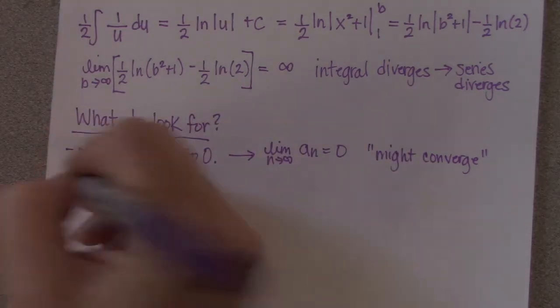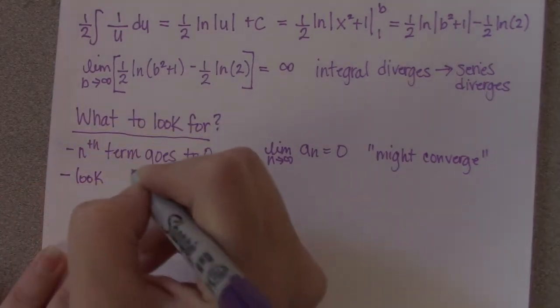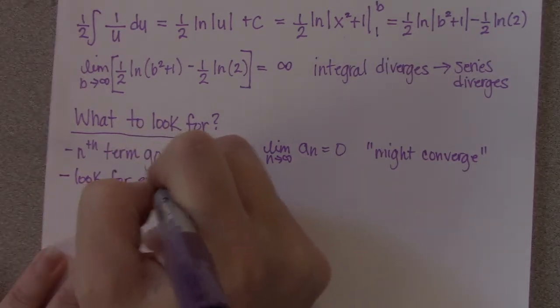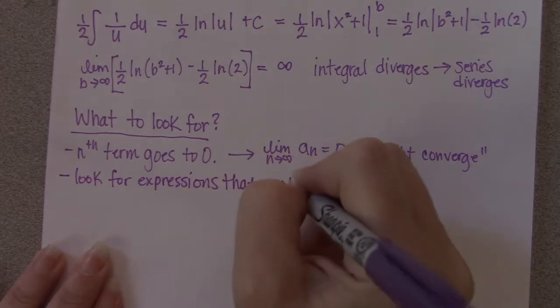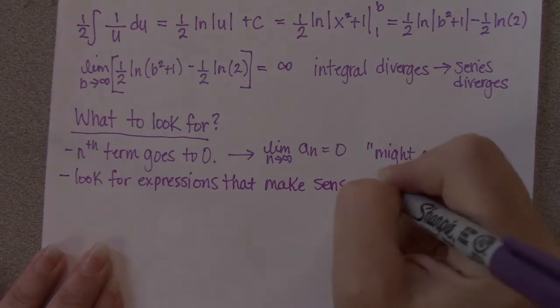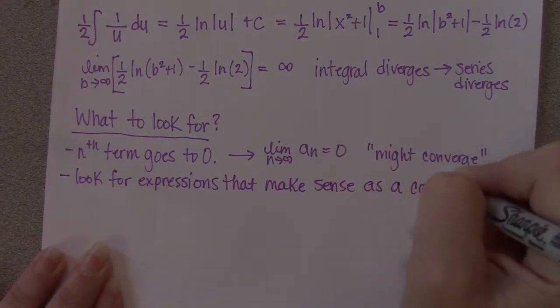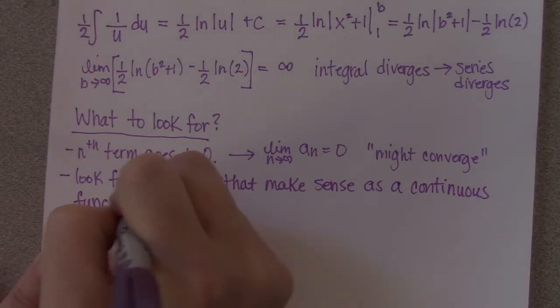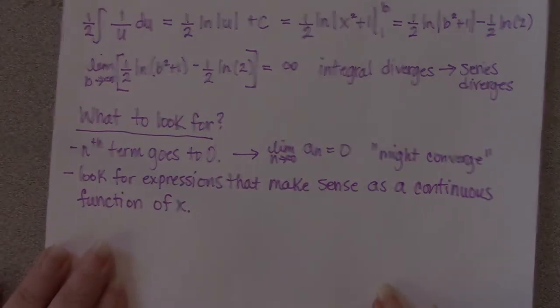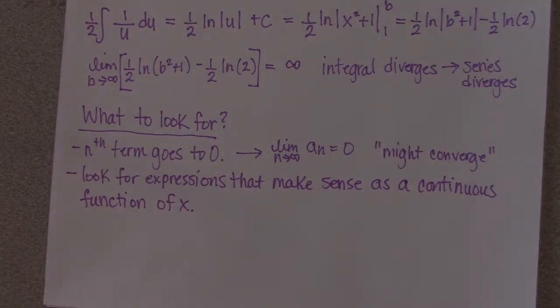Also, we want to look for expressions that make sense as a continuous function of x. So a factorial, for example, would not be a candidate for this, right? A -1 to the n in there, if it's alternating back and forth, would not be a good candidate for this, right? So it has to be something we could draw as a nice fluid function of x.